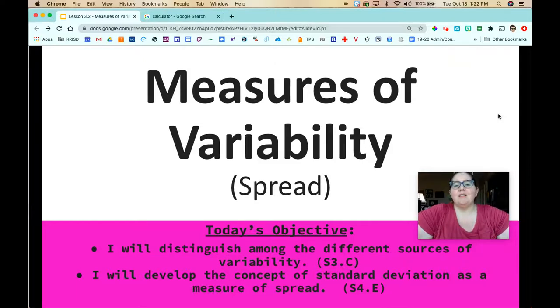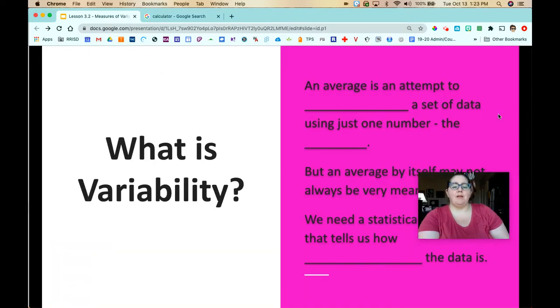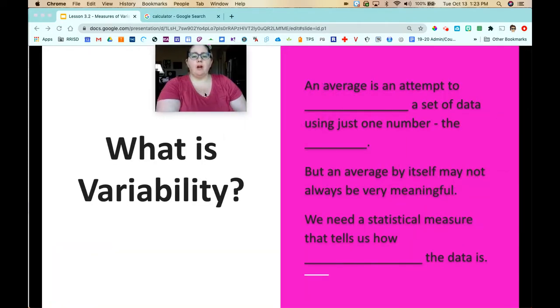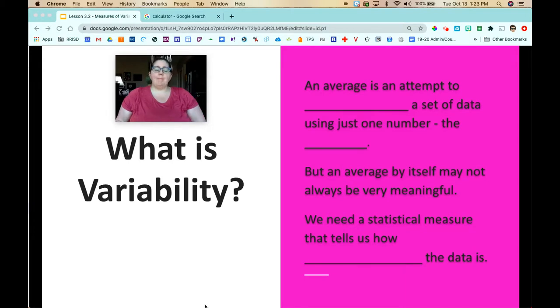Hi, so today we're going to talk about measures of variability or measures of spread. So today's objectives, we're going to distinguish among different sources of variability and then develop the concept of standard deviation as a measure of spread. So first let's talk about what variability is and what we mean by that word.